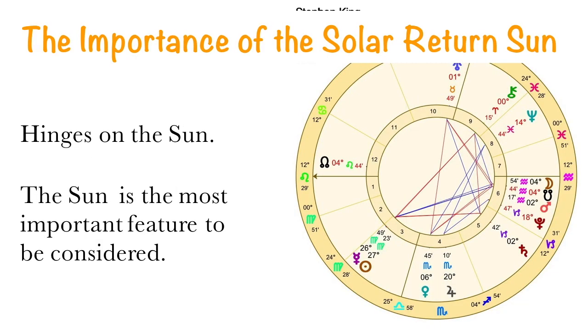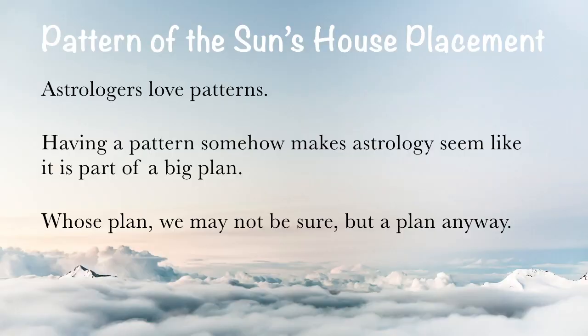So the importance of a solar return chart actually all hinges on the sun. This solar return chart comes from the sun's position, and therefore the whole chart really hinges on the sun and makes the sun the most important thing in a solar return chart. And there is a particular pattern to how the solar return's house placement comes out each year you do a solar return. So it doesn't always appear in the same house or in the same position, and there's a pattern that comes through. And of course astrologers love patterns. It's interesting, and we're just going to have a quick look at that.